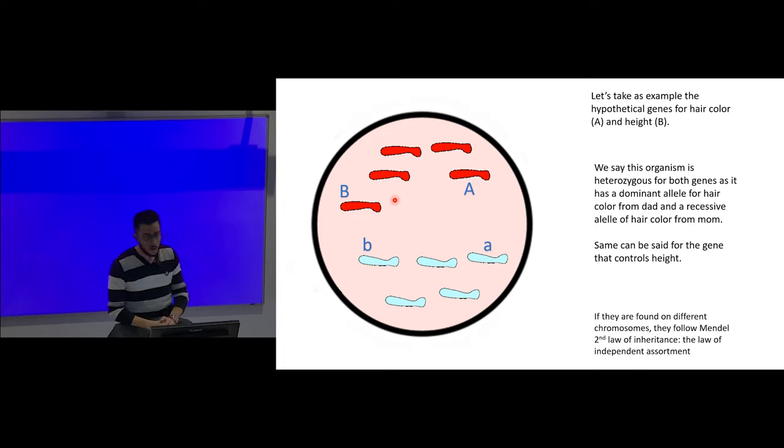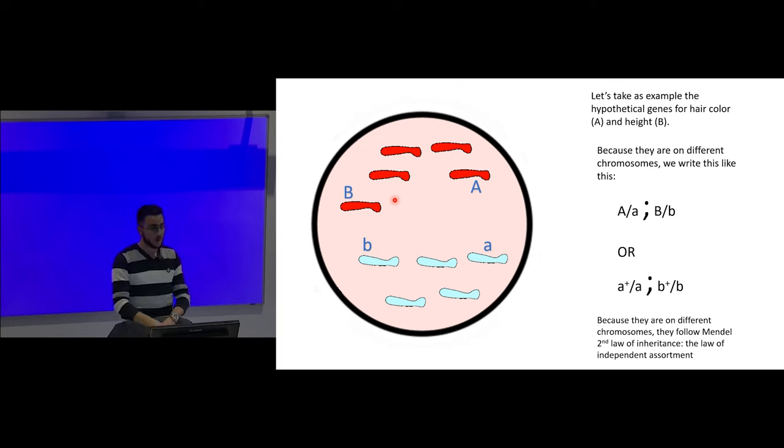This organism here that we are seeing right here is heterozygous for both genes because it has one dominant allele for hair color and one recessive allele for hair color from the mom. And then it has the same situation for the gene that controls the height. Easy? Good. Conventions. How do you write this?